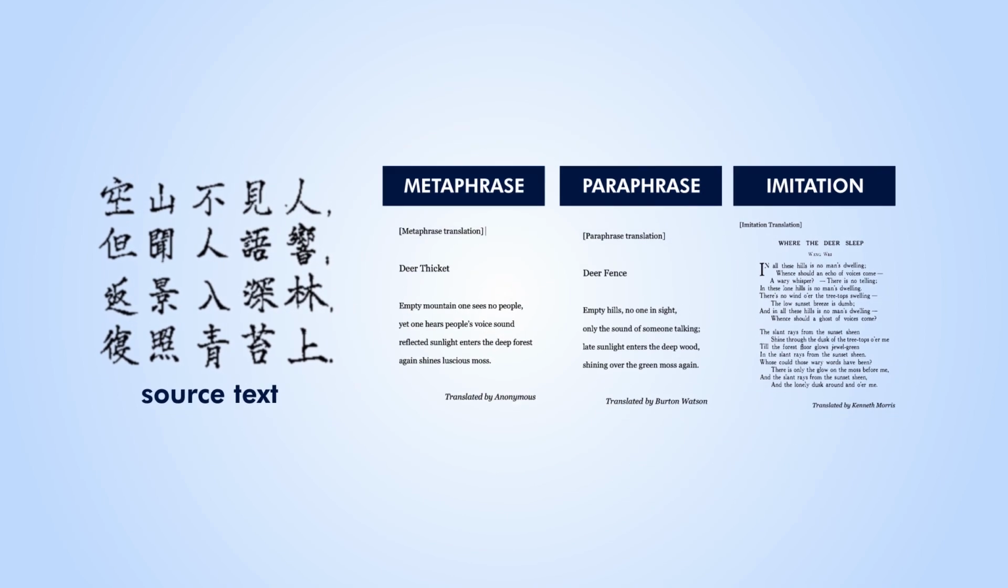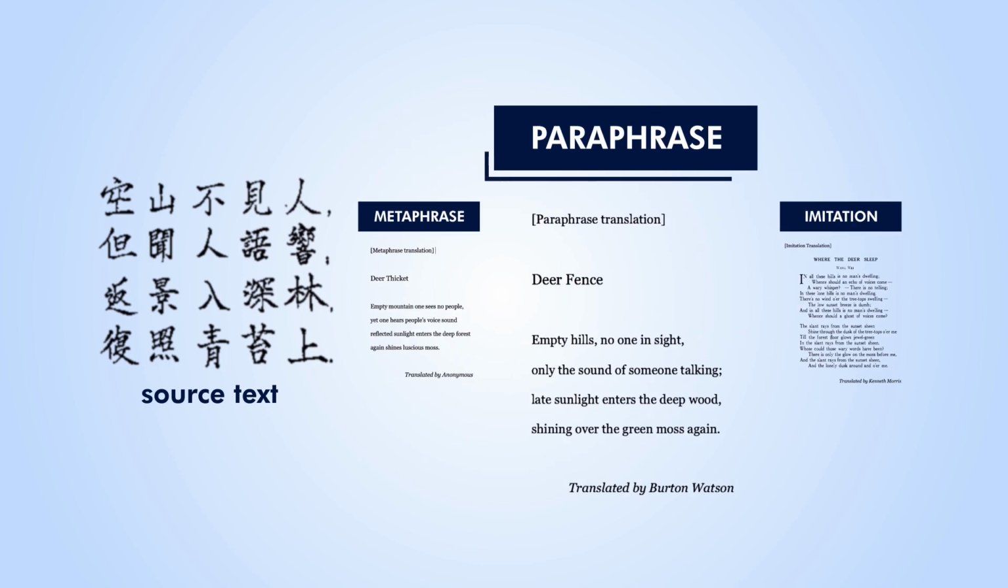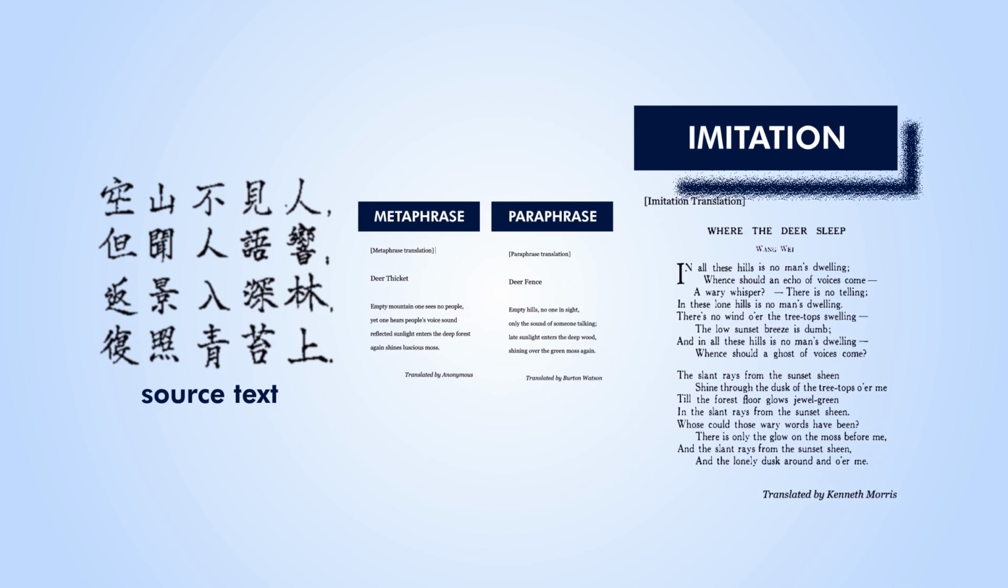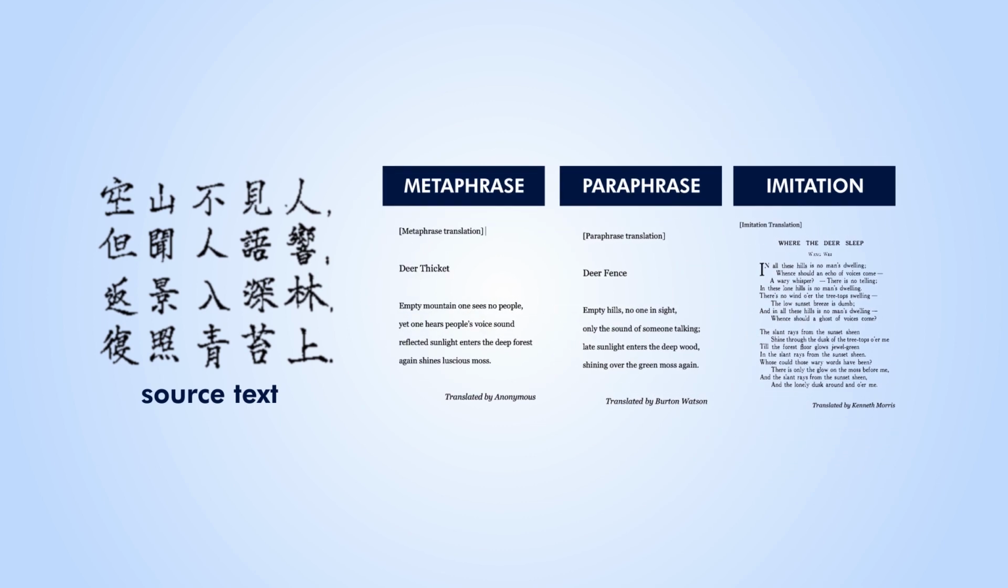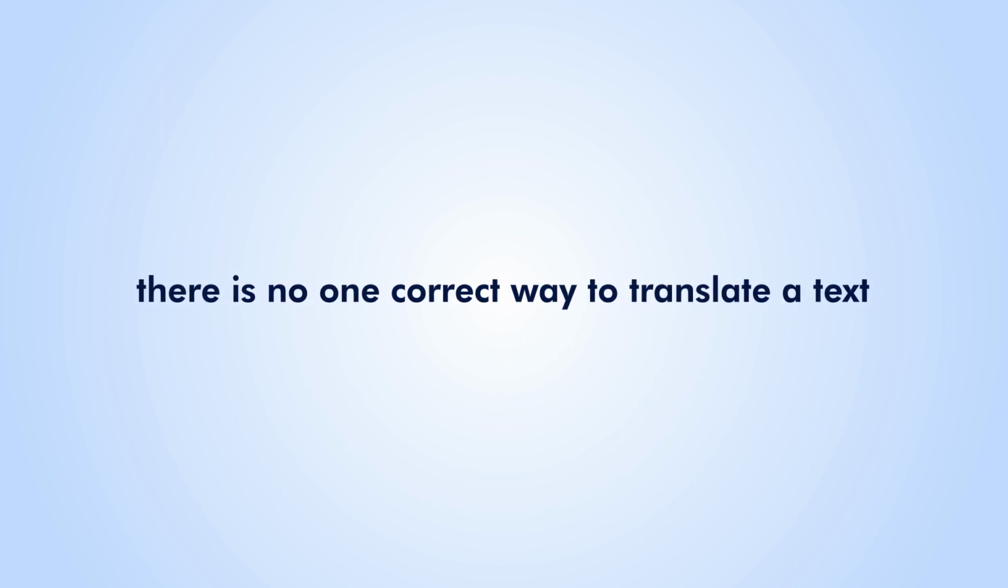As you can see, these are very different versions of the same poem. The metaphrase or word-for-word translation reads as clunky and awkward, whereas the paraphrase or sense-for-sense translation reads as more fluid and legible. On the other hand, the imitation translation embellishes the poem in such a way that makes it almost unrecognizable, erasing the stoic simplicity of the source text. These differences draw attention to one important truth about translation. There is no one correct way to translate a text.